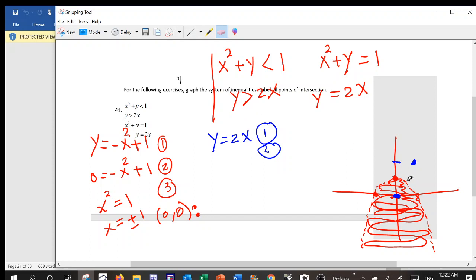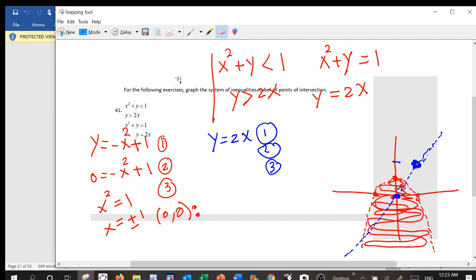And equality again is not included, so I'm going to have to do what? A dotted line. My pen is right there. Now notice that there is an intersection here. I don't know where that intersection is, so we should find it. To do the third one, we don't need to know that intersection, but we're going to find it.